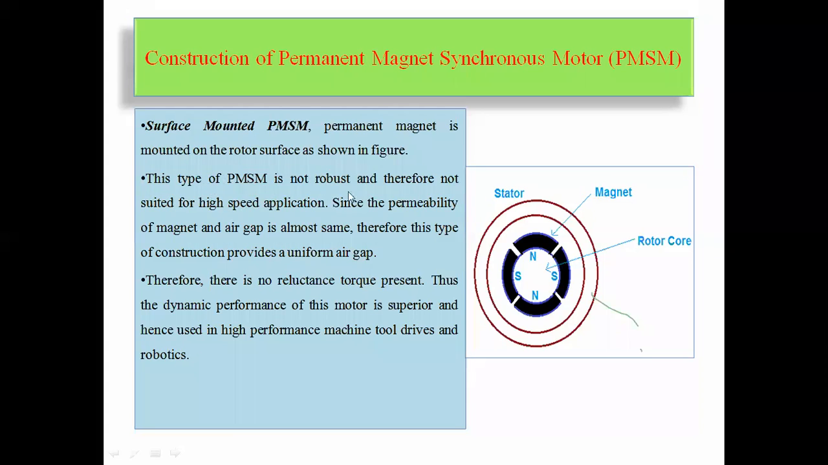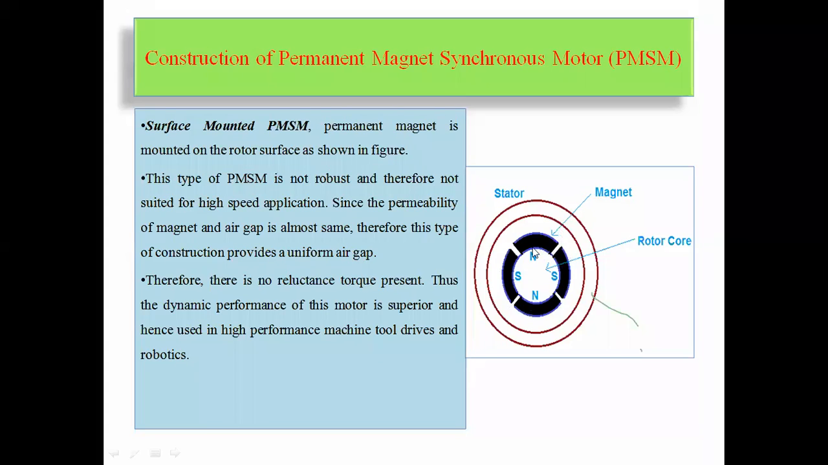Now this type of PMSM is not robust. Why not robust? Because I have mounted the permanent magnet on the surface of the rotor. Therefore there is no reluctance torque present. Because I have provided only the permanent magnet here, there will obviously be flux. Why will reluctance torque not be created? Earlier I had a winding as well as a magnet, but here I have put the magnet on the surface of the rotor side.